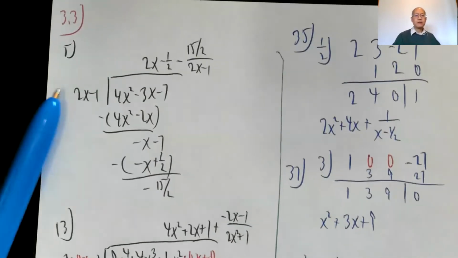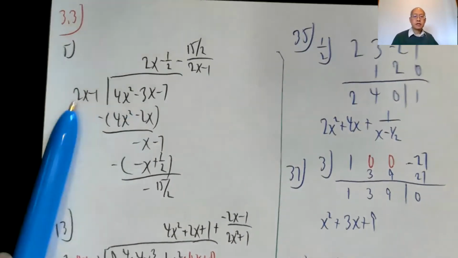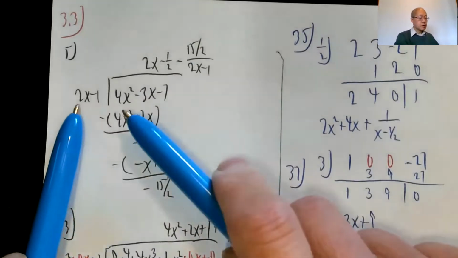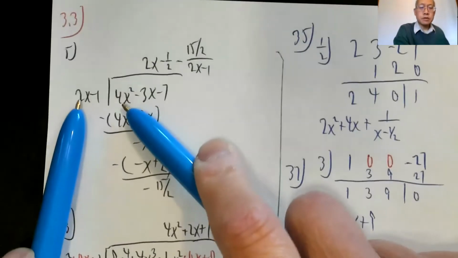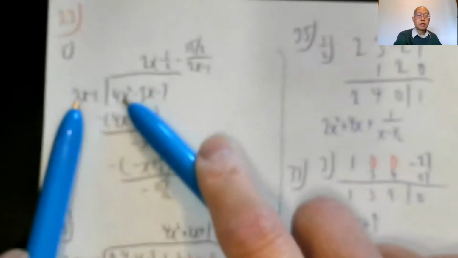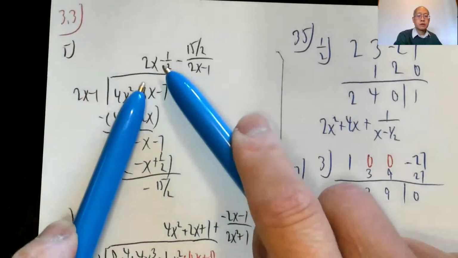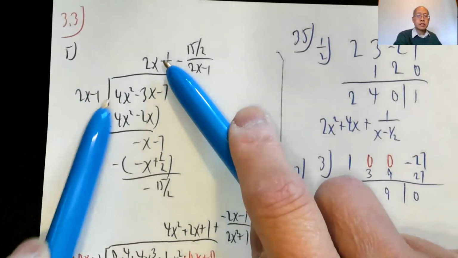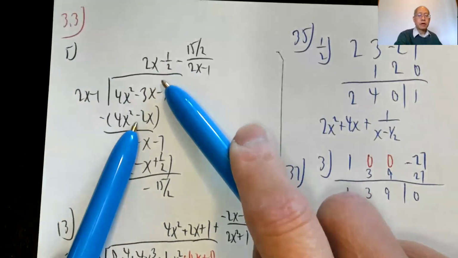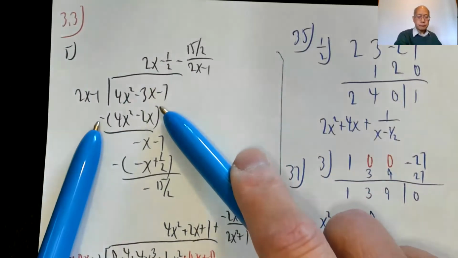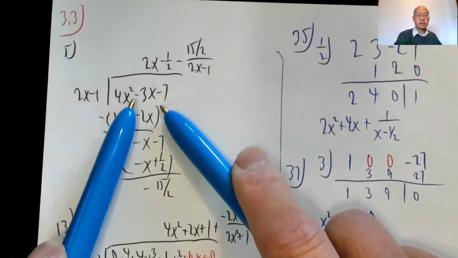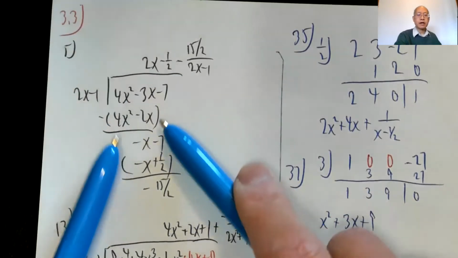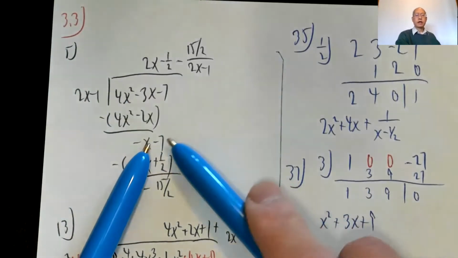Okay, problem 5. Divide this by this. So take the first thing here and the first thing here. What do you multiply 2x by to get 4x squared? It's 2x. Now 2x times this whole thing, 4x squared minus 2x. Subtract, that cancels out. Negative 3x minus a negative 2x is a negative x. Bring down the negative 7.